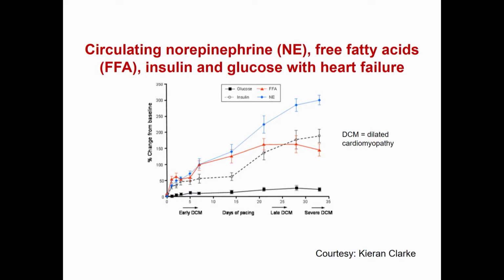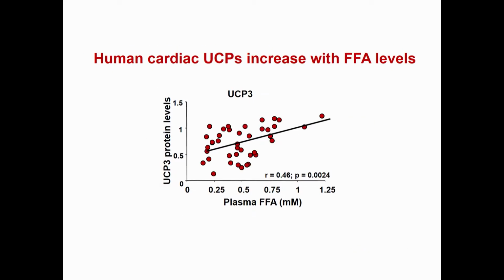Let me show you some of the data, and then I'm going to just wrap up here. So this is data from a pacing-induced heart failure model, which shows that you get noradrenaline up, you get fatty acids up, and that fat correlates with uncoupling protein. So fat is inefficient. You're uncoupling to ATP, you're losing the energetic drive.